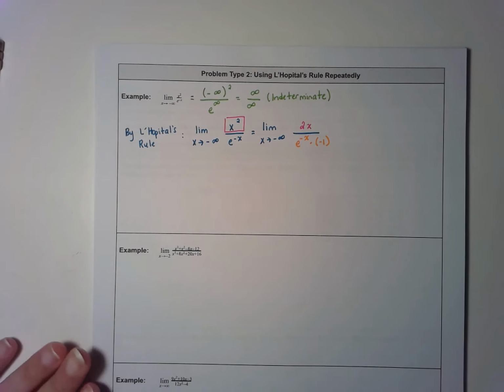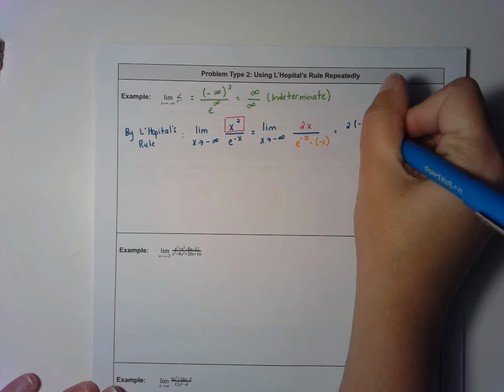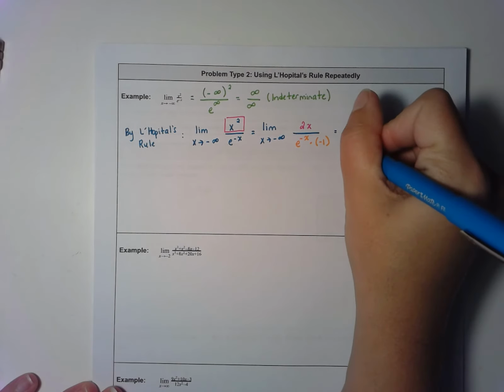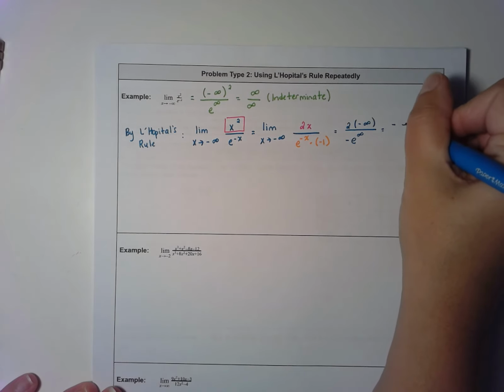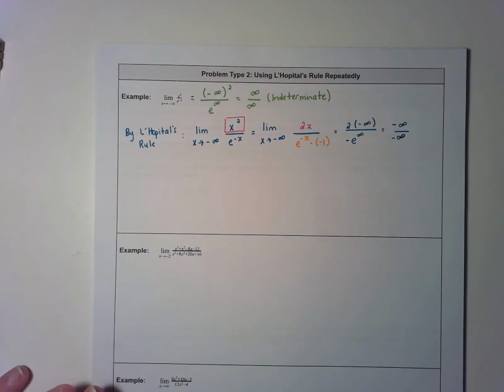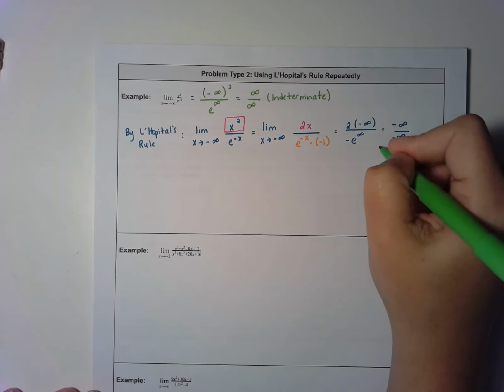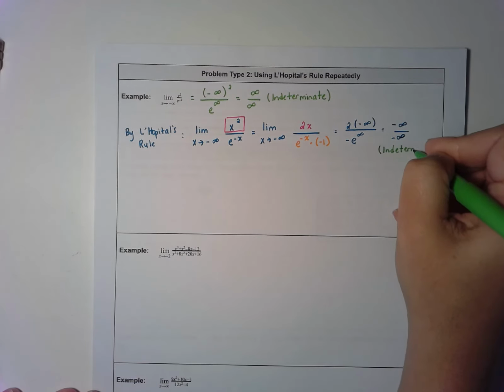Now when we try direct substitution again, we get 2 times negative infinity divided by negative e to the infinity, which would be negative infinity over negative infinity. Once again, we have a value that is indeterminate when we try substituting.